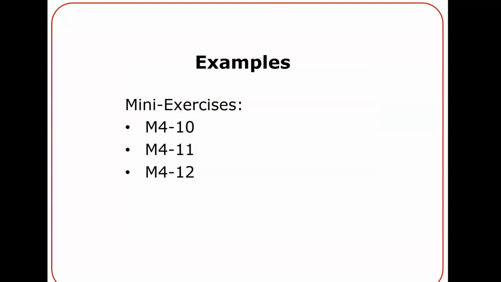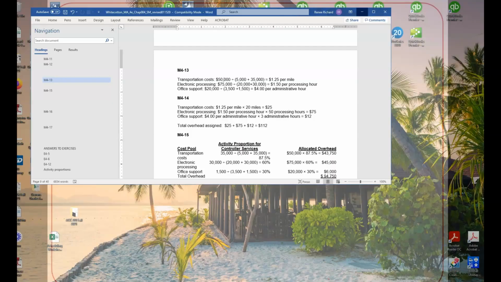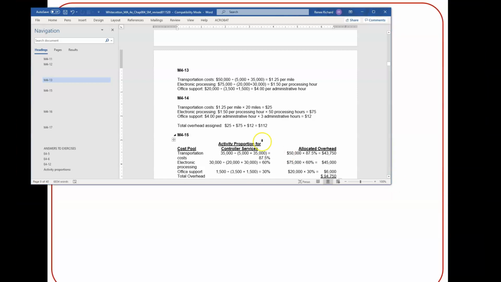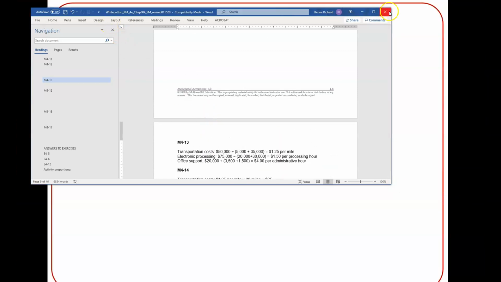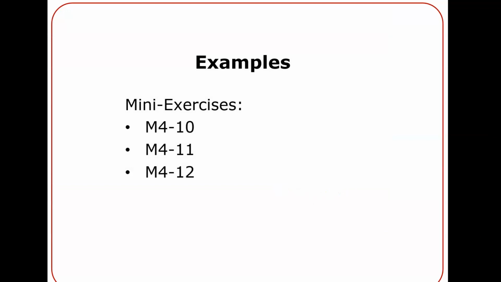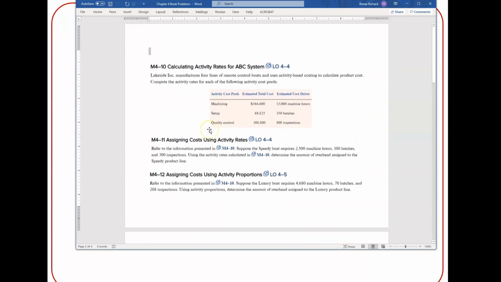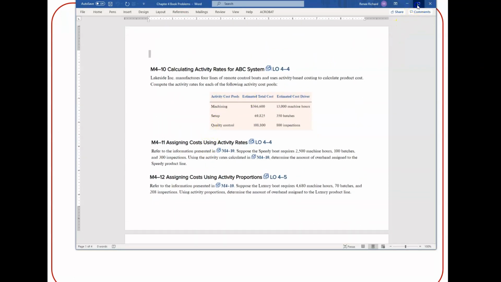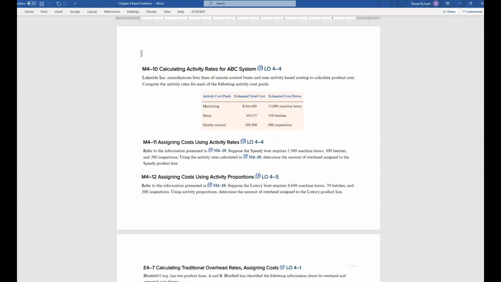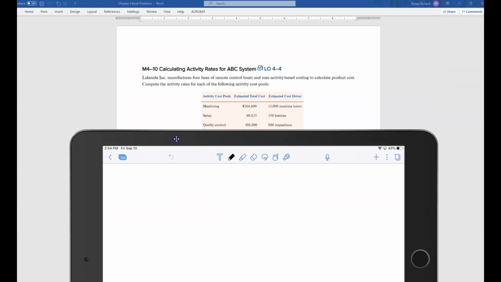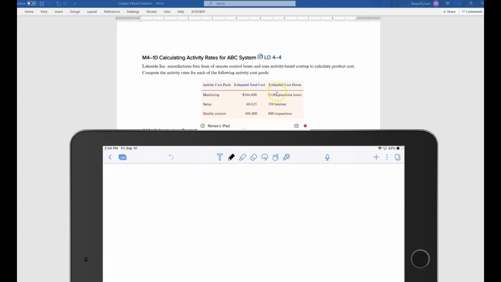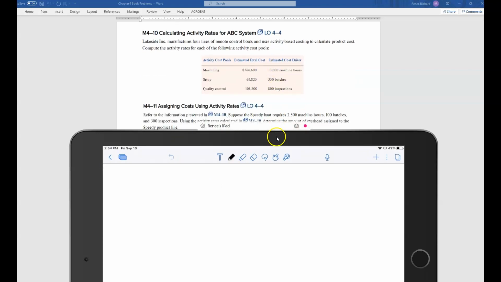Let's do a couple of examples here. So we're going to do M410. So this is out of your textbook. Oops, I don't want that one, sorry. I want this one. So we're going to go to M410. And this is actually in your textbook, so you can open your textbook and work along with me if you want.